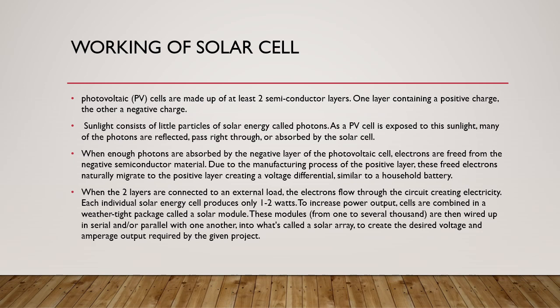When the two semiconductor layers are connected to an external load, these electrons flow through the circuit, creating electricity. Each individual solar cell produces 1 to 2 watts. To increase power output, cells are combined in a weather tight package called a solar module.